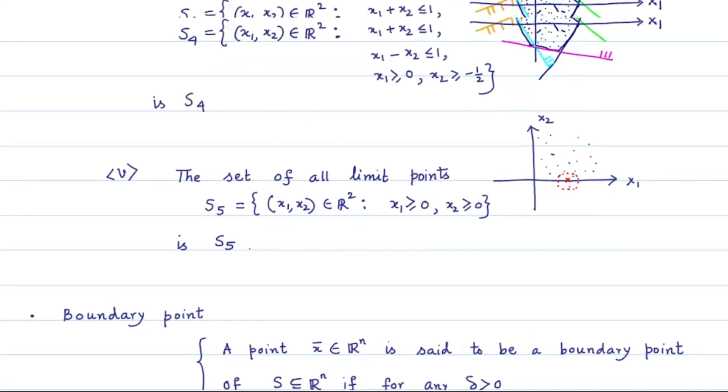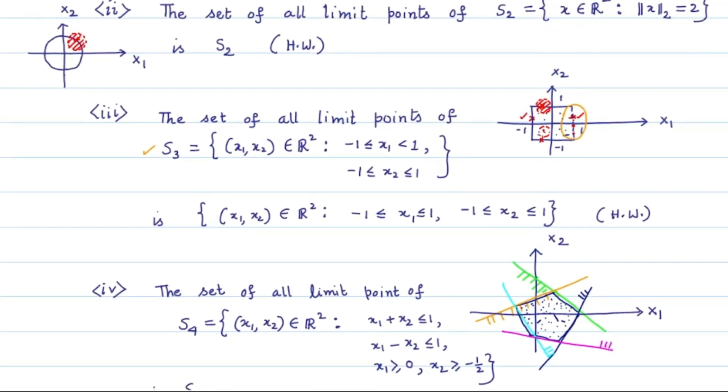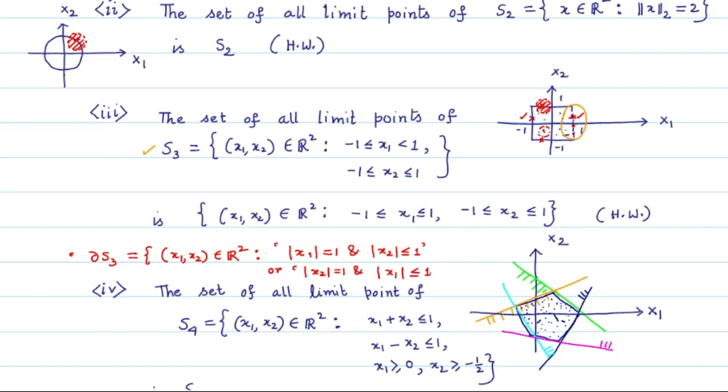For example, del S3 of the set S3 is the set of all points in R2 which are lying on the sides of this square. That is, x1 is either 1 or minus 1 and x2 is lying in between minus 1 to 1, or x2 is either 1 or minus 1 and x1 is lying in between minus 1 to 1.